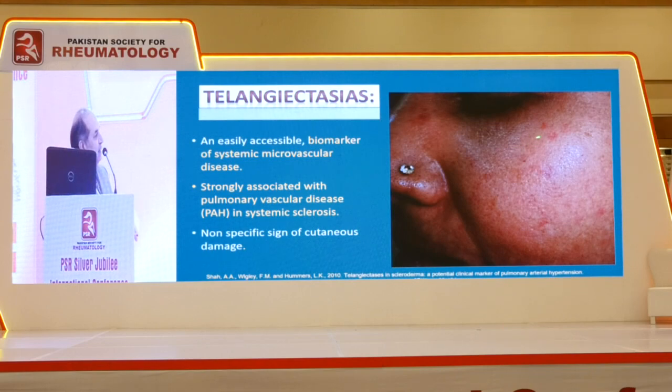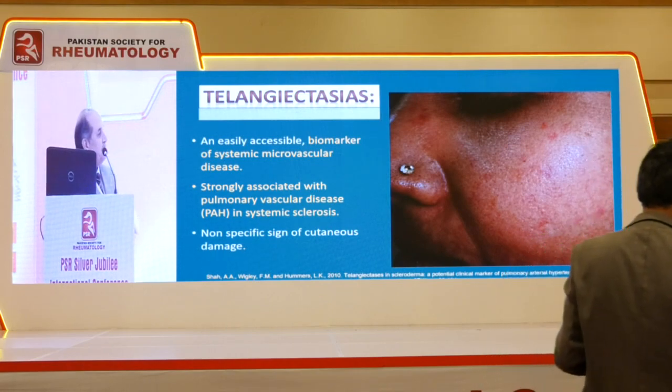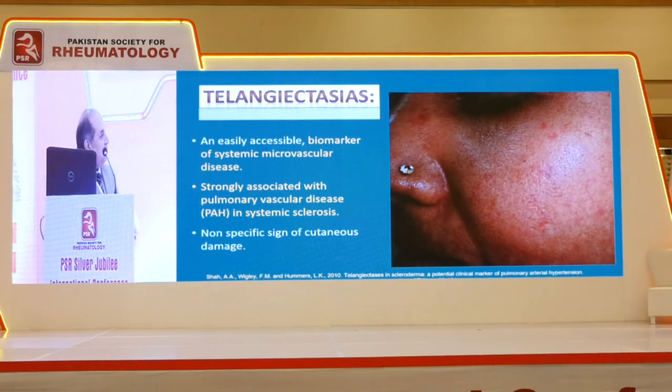Telangiectasias: this is an easily accessible biomarker of systemic or microvascular disease. So if you see a patient with scleroderma and extensive telangiectasias, you must evaluate for other systemic microvascular injury. It is strongly associated with pulmonary vascular disease, pulmonary arterial hypertension, and systemic sclerosis. So this sign alone predicts the severity of underlying systemic problems in patients with scleroderma.